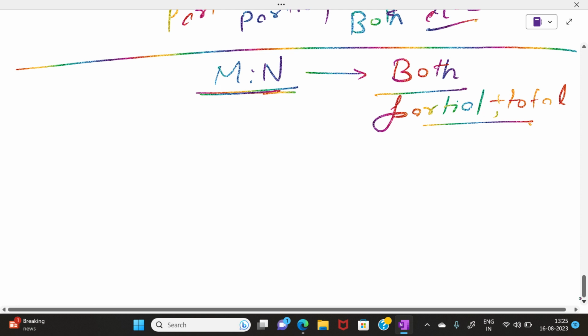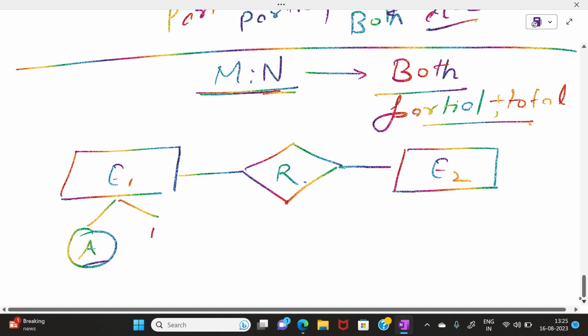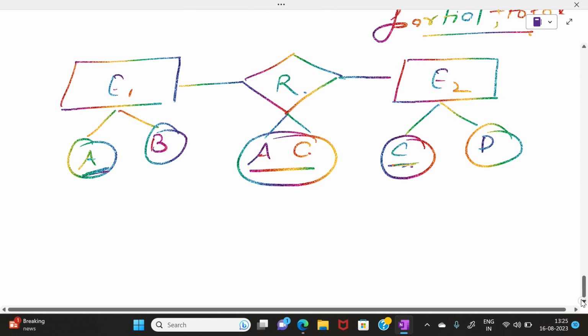So for both of them, we have these two entities, E1 and E2, and there is a relationship R. E1 is an entity set with two attributes, A and B. Let's say A is the candidate key. For E2 also we have two attributes, C and D, with C as the candidate key. For R we have A and C, and we know already that both together act as a candidate key.